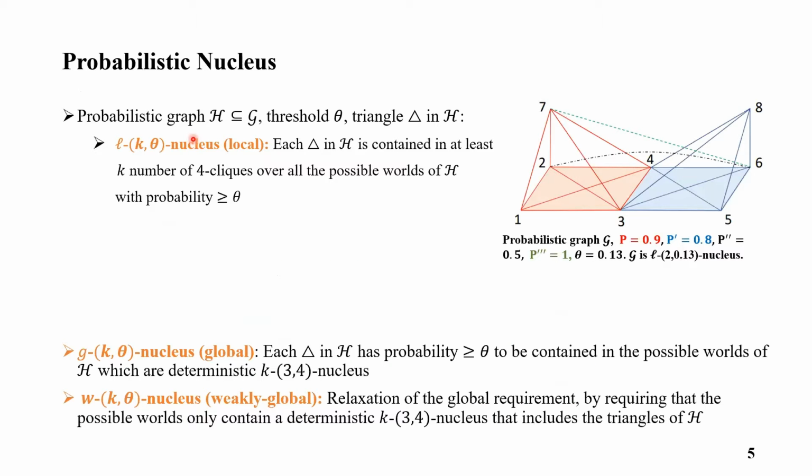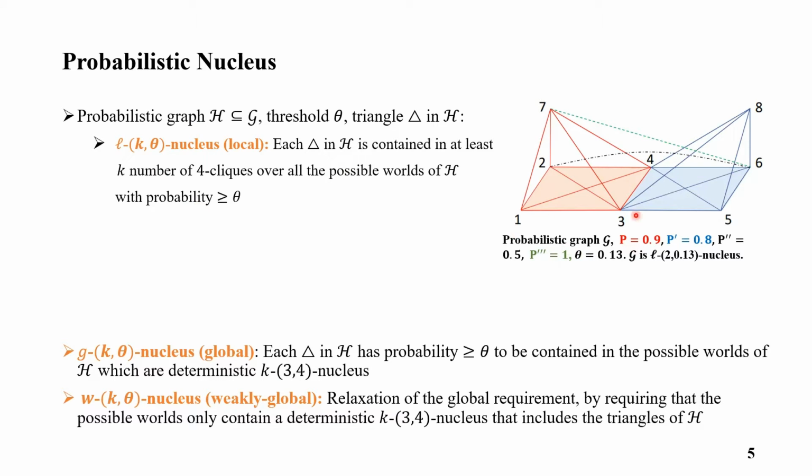So we propose 3 different notions for probabilistic nucleus. The first one is local (k,theta)-nucleus, in which each triangle is contained in at least k number of four-cliques over all the possible worlds with high probability.